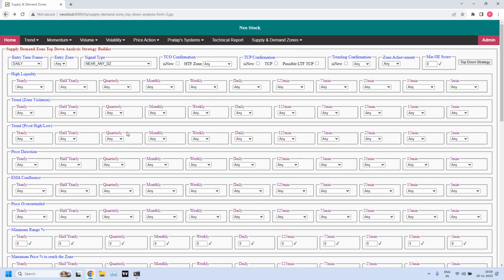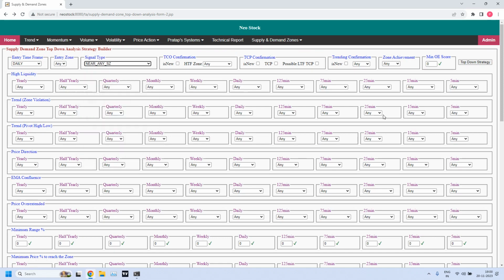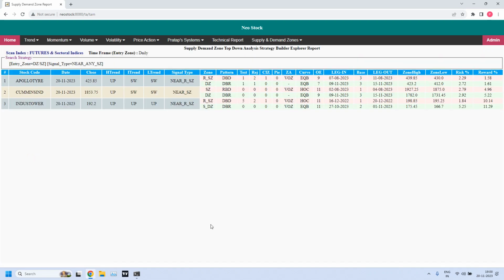So let's go back. Entry time frame is daily. Let us find the stocks which are near to the daily supply zone. So 3 stocks are near to the daily supply zone. In that, we have 2 high liquidity zones. One is again Apollo Tire. Previously we got this once. And the next one is Indus Tower. Indus Tower also we previously took trades on. If I am not wrong, around 2 or 3 trades we took on Indus Tower.